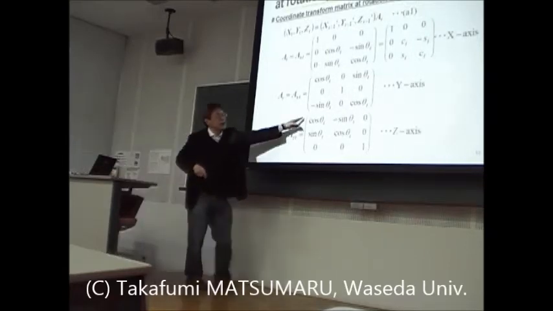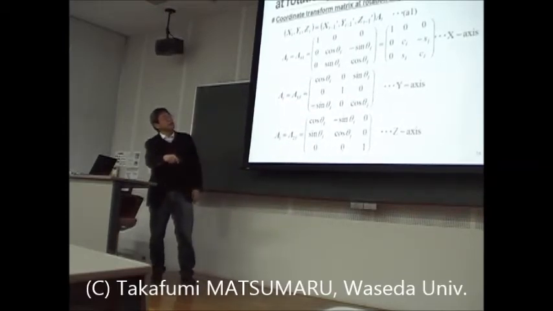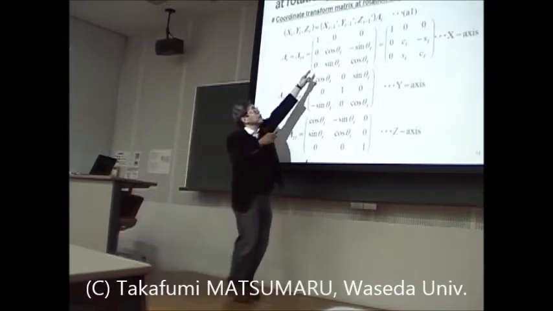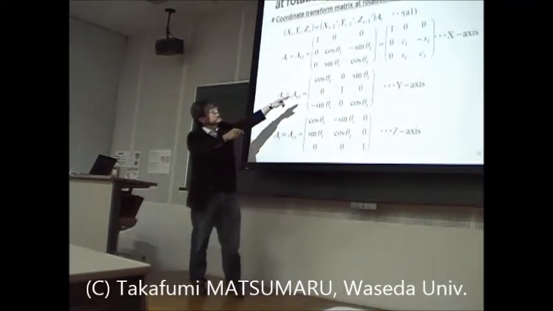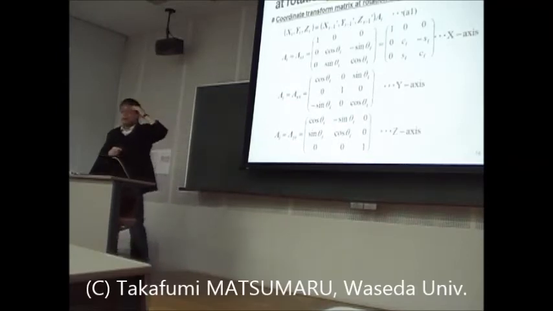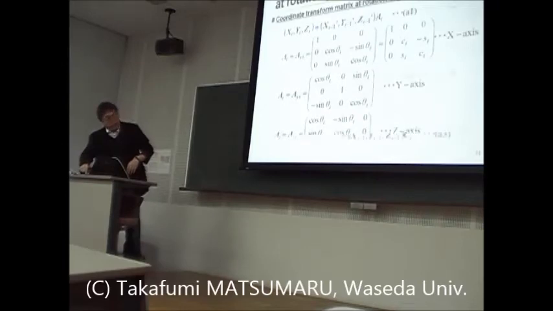Here it is. Around the z-axis, this 3 by 3 matrix is around the z-axis. In a similar way, you can get this 3 by 3 matrix around the x-axis, and this 3 by 3 matrix around the y-axis. Okay. And sometimes cosine theta_i is written as C_i because it is space consuming. So sometimes I will write it like this: C_i and S_i. This means cosine theta_i and sine theta_i.